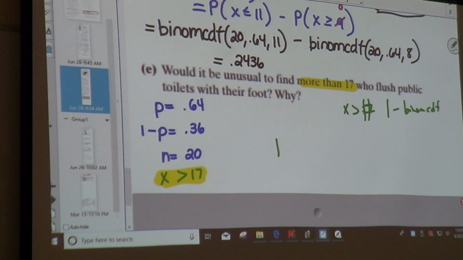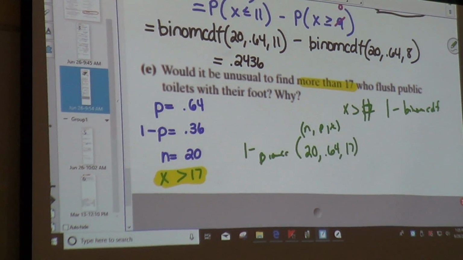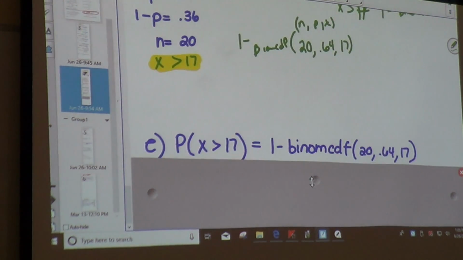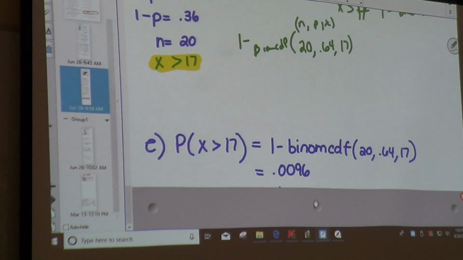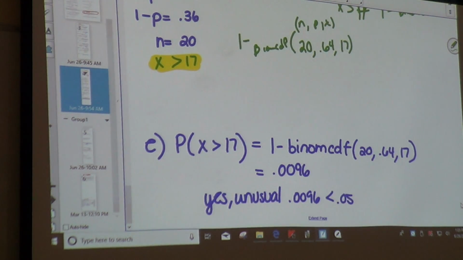So we're going to do 1 minus the binomial CDF of N, P, X. What is my N? 20. My P? 0.64. My X? 17. I would type that in my calculator, and I would get my answer. Is it unusual? Yes. Why? Because it's less than 0.05. Correct.